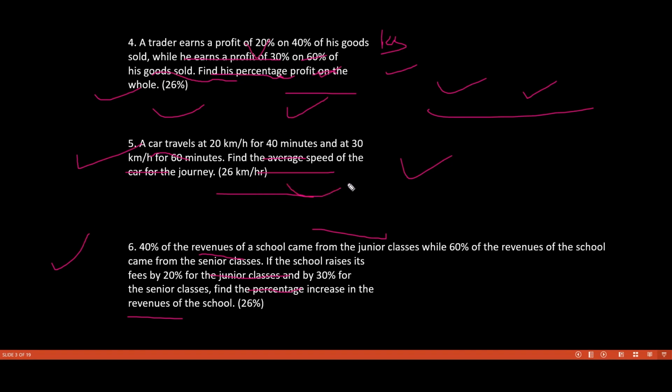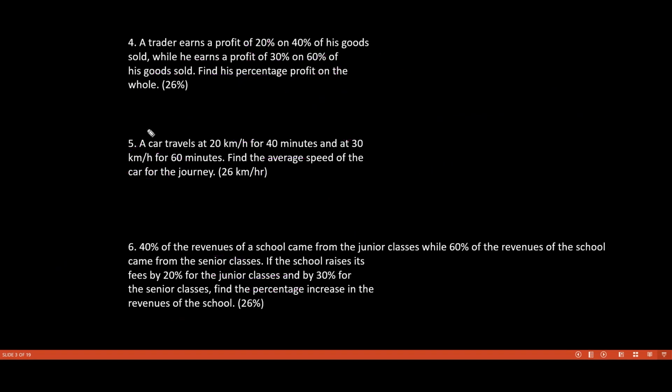Similarly, the average speed for distances traveled at varying speeds. So, for example, in this question, it is given a car travels at 20 km per hour for 40 minutes and 30 km per hour for 60 minutes. So find the average speed of the car for the journey. So in this question also we have to find the average speed. Otherwise, when we are finding the average speed, first we'll take out the distance of both and then we'll try to find it. So that is not a very good method. That is a very lengthy process.